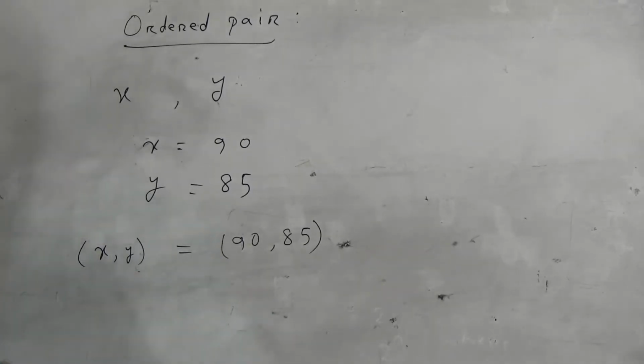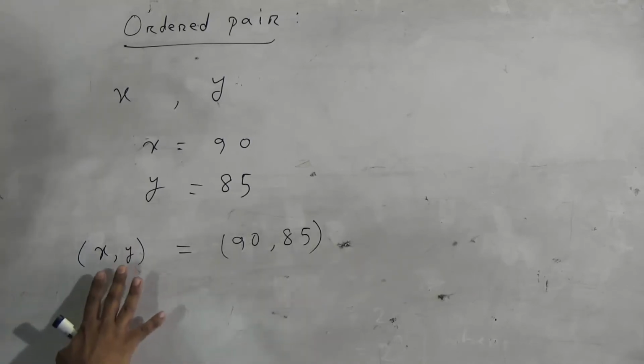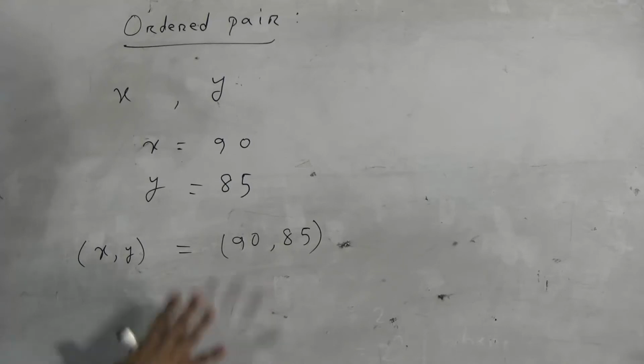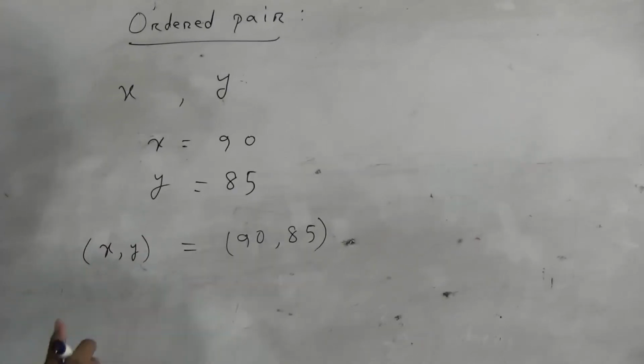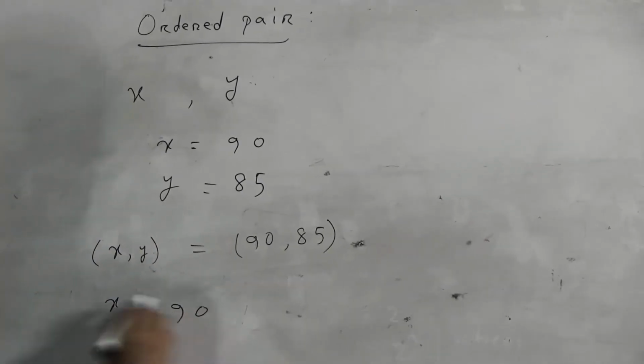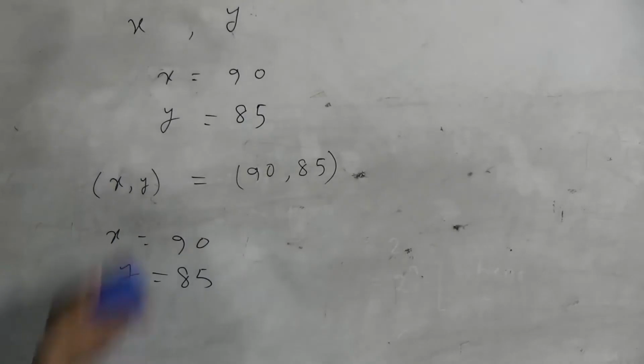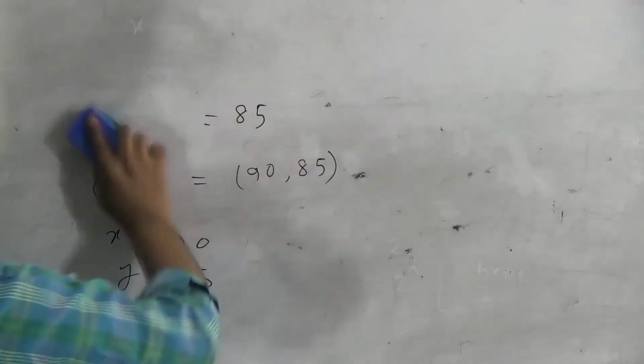And as per the conditions of ordered pairs, if (X, Y) equal to (90, 85) is given, then we can write X equal to 90 and Y equal to 85. Okay, dear students, now we'll solve question number 7, sub number 1.